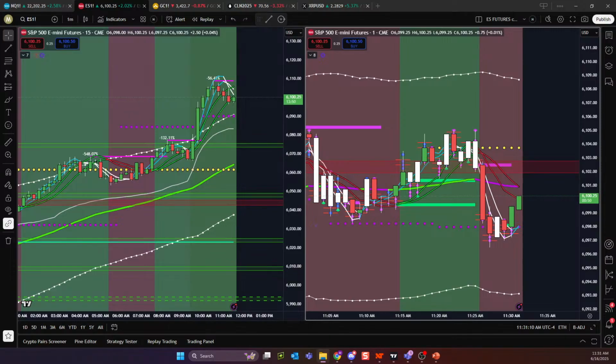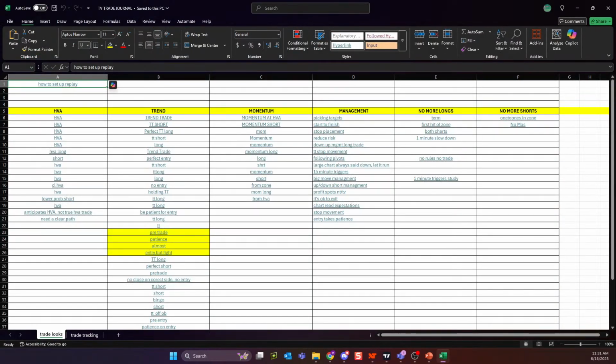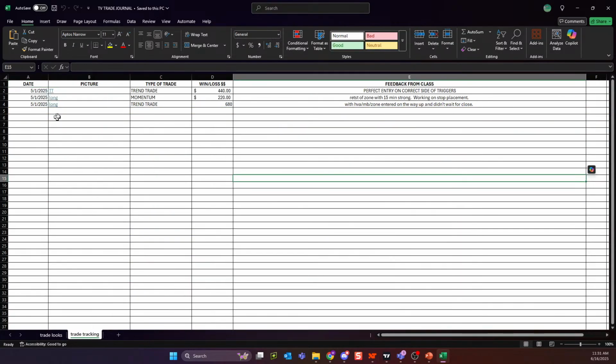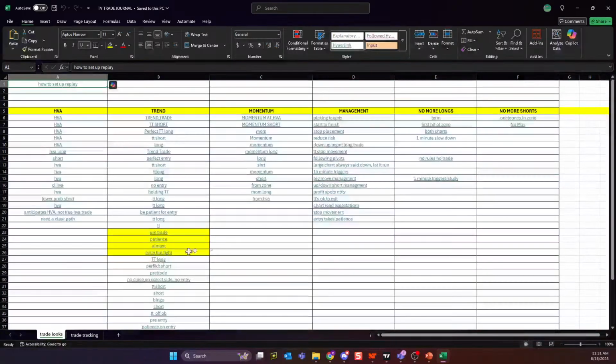One of the things that I've put together for you guys as well is a little spreadsheet. And the spreadsheet is a great place for you to go back and take pictures. And when you simulate, there's a trade tracking sheet for you to track exactly what you're going through, what it is, how you did. And then you can drop those in the room and get some feedback on everything that you're doing. But guys, these are the trade looks. This is the high volume area trade, the trend trade, the momentum trade.